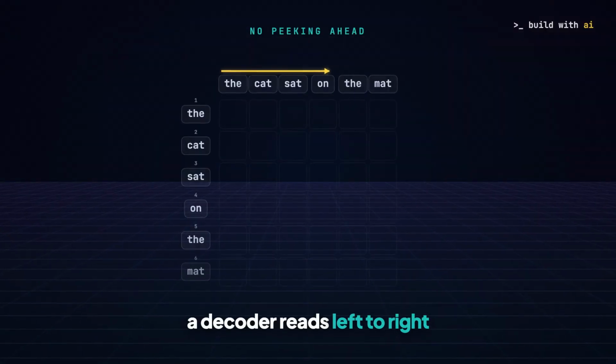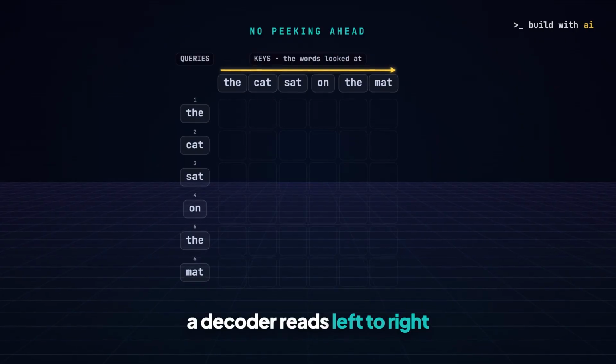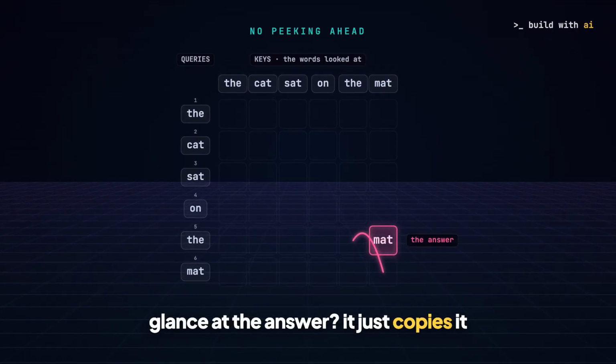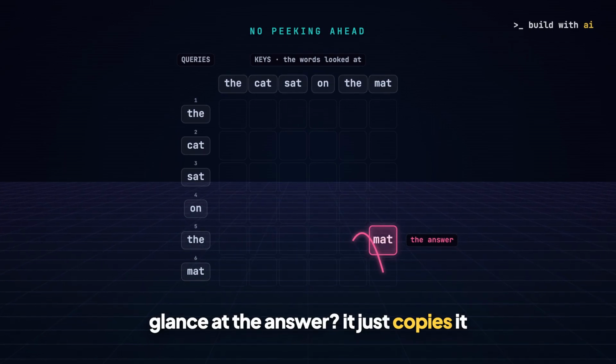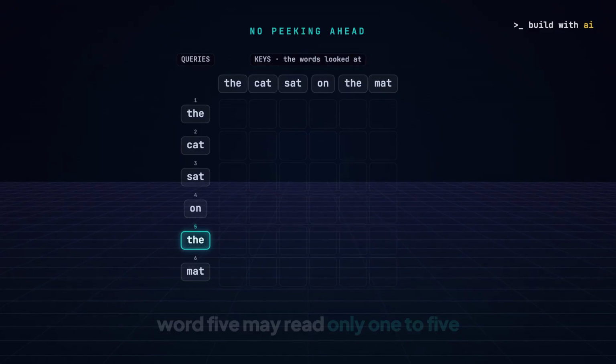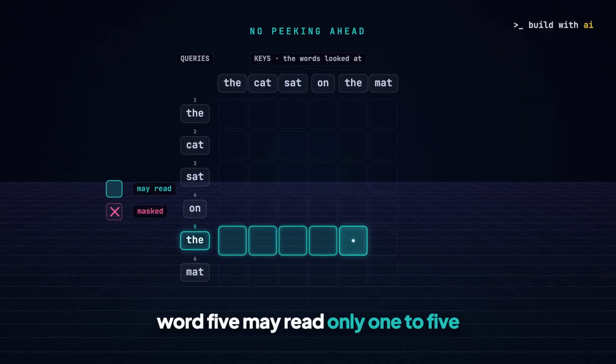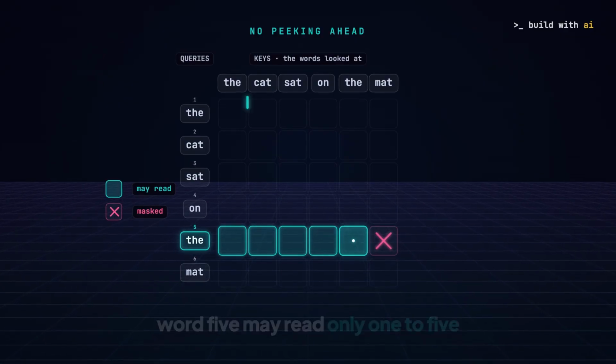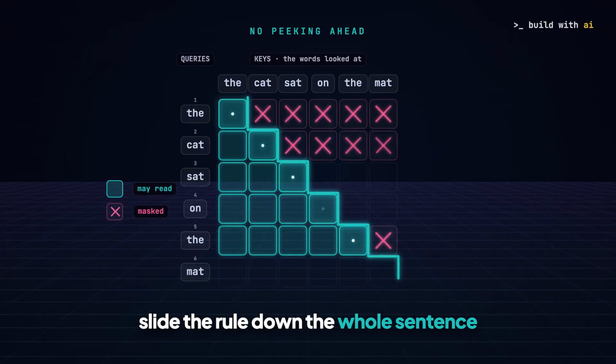But reading left to right hides a clever trick. If a word could glance at the very word it's supposed to predict, training would teach it nothing. It would just copy the answer off the page. So attention gets one rule. When word 5 looks around, it may read words 1 through 5 and nothing past that. Slide that rule across the whole sentence and something surprising falls out.